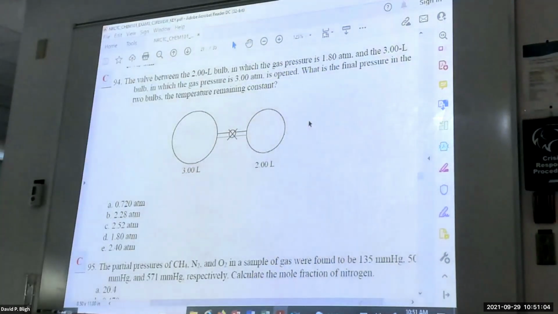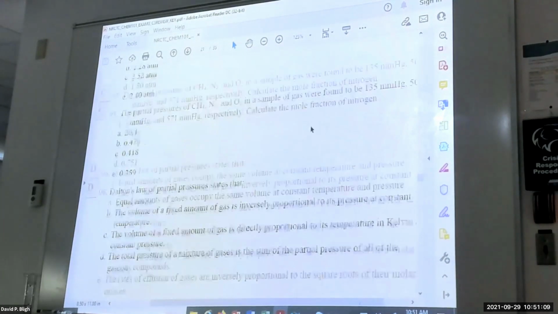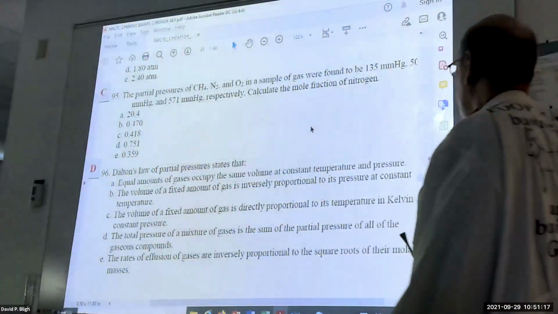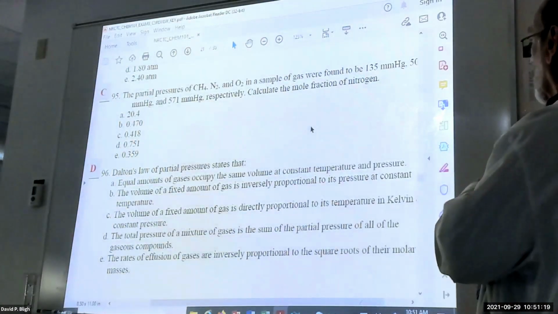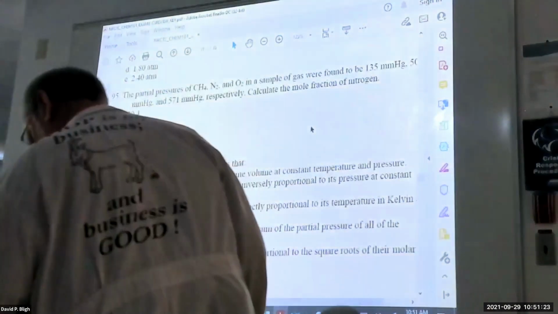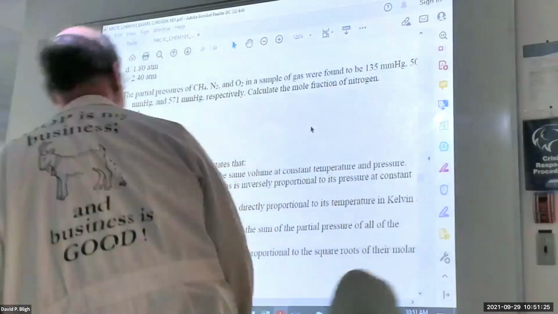Let's scroll again. Here we go. The partial pressures of methane, nitrogen gas, and oxygen gas in the sample of gas were found to be 1.35. Oh, I chopped that one off. What is it supposed to be? 508.